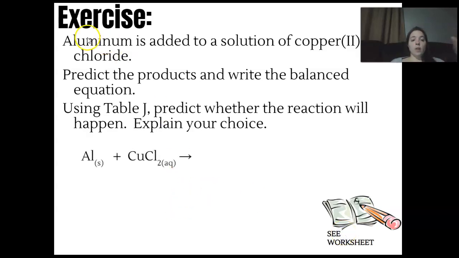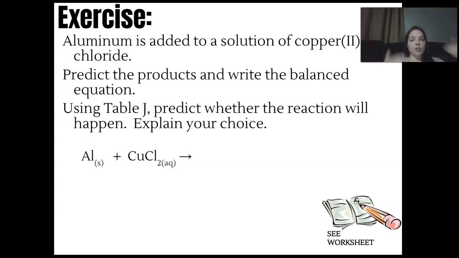All right, so we have aluminum added to a solution of copper 2 chloride. So how do we figure this out? Well, aluminum by itself is a solid, and then copper 2 chloride. So when I write this out, I know that copper is going to be the +2 and chloride we know is a -1. So with that being said, a 2+ here, a 1- here, you're going to do the crisscross thing, and we get CuCl2, and it's aqueous because it's a solution. Now we got to figure out what the products are going to be.